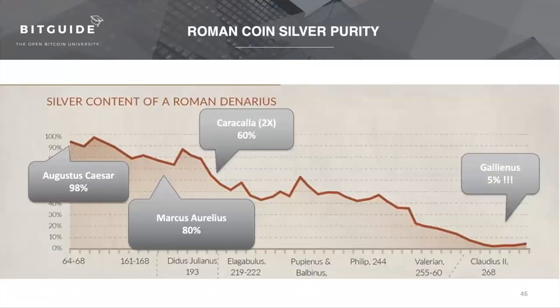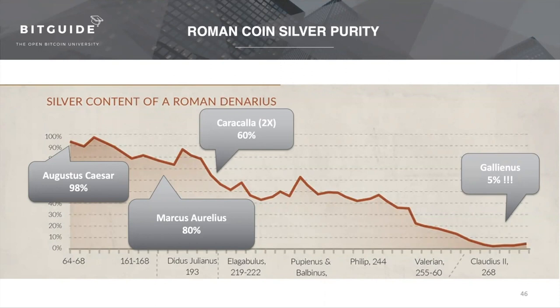So here's a striking chart showing the debasement over time of this Roman coin. In Augustus Caesar's time, the coin was 98% pure. By Marcus Aurelius's time, it was only 80% pure. By the 3rd century, an emperor called Caracalla found a more innovative way of debasement. He introduced a coin that was worth double. So it was called the double denarius, but it only had 50% more silver in it. In other words, this also represented a 60% debasement compared to the original version of the coin.